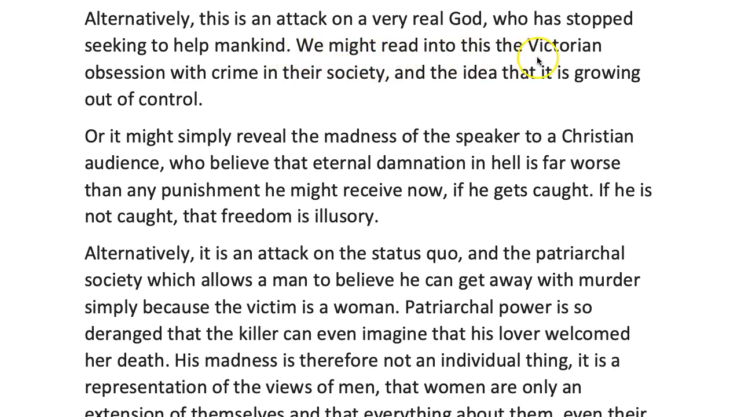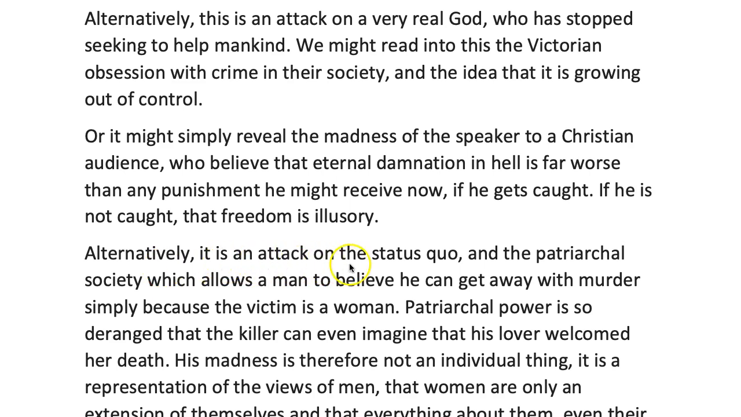We might read into this the Victorian obsession with crime in their society and the idea that it is growing out of control. So if you're lucky enough to be studying Dr. Jekyll and Mr. Hyde, this will be familiar to you. Or it might simply reveal the madness of the speaker to a Christian audience. And remember, nearly all the readers would have been Christian, who believe that eternal damnation in hell is far worse than any punishment he might receive now by the law if he gets caught. If he is not caught, then that freedom is illusory. So God's going to punish him for eternity, and this therefore just shows his madness again to a Victorian Christian reader.